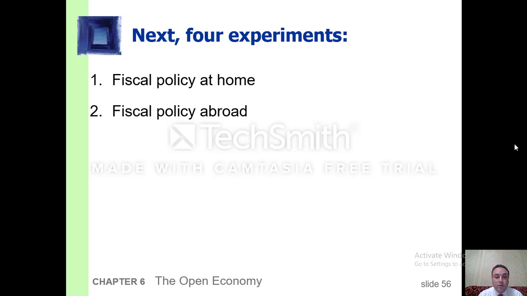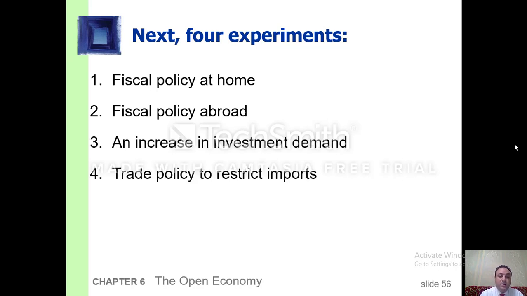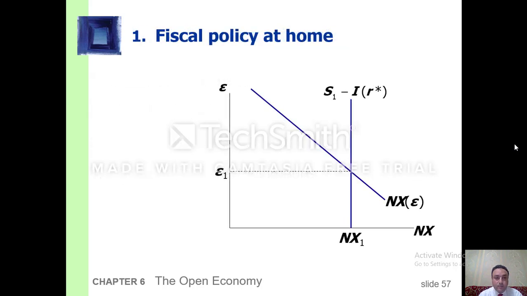The fiscal policy at home, the fiscal policy abroad, the increase in the investment demand, and the trade policy to restrict imports. The first case, the fiscal policy at home.